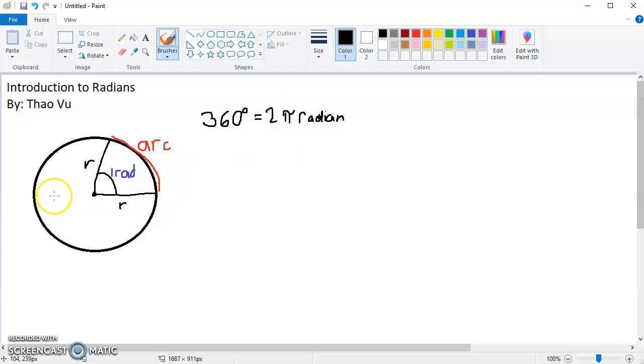And to figure out how much is in just half a circle, we'll just divide both of these by 2. Divide by 2. And then we'll learn that 180 degrees is equal to 1 pi radians.